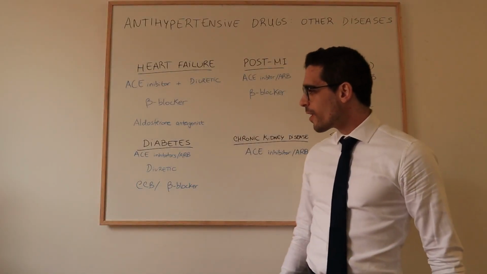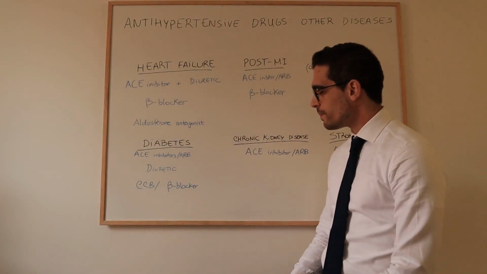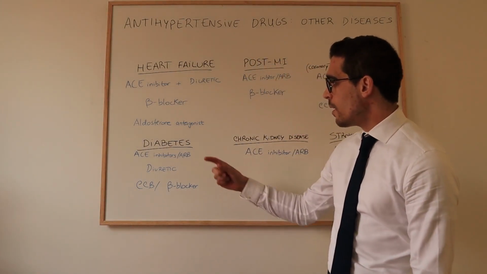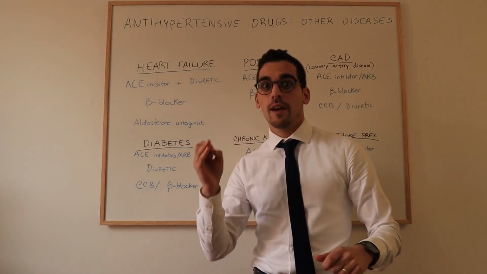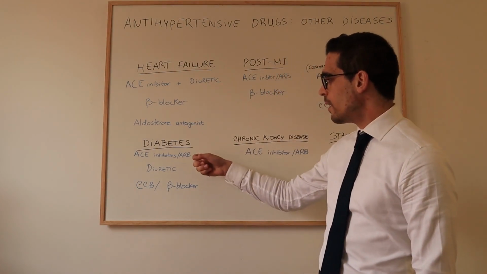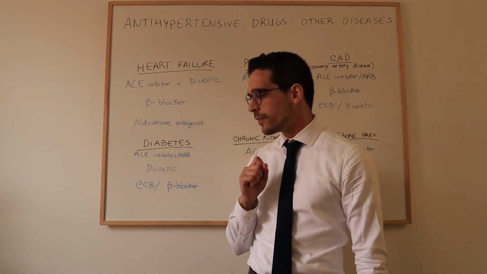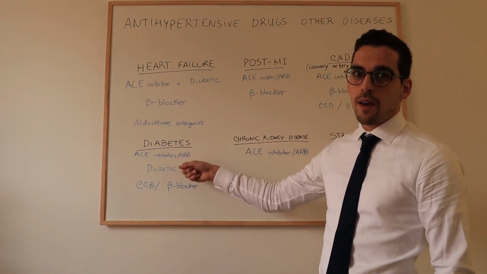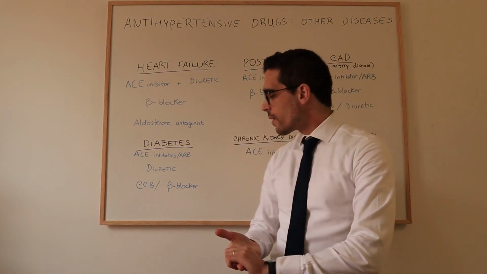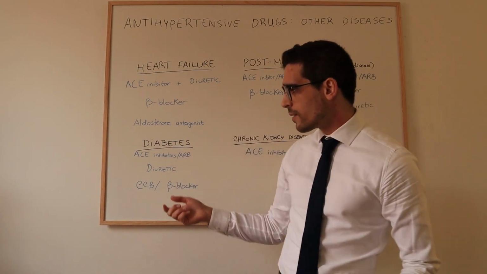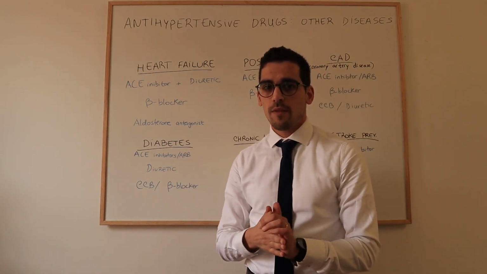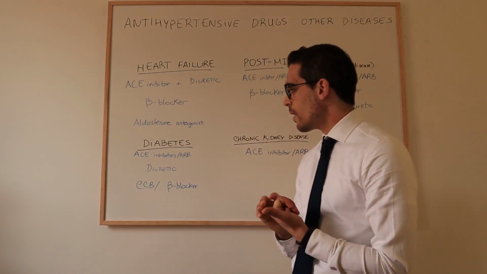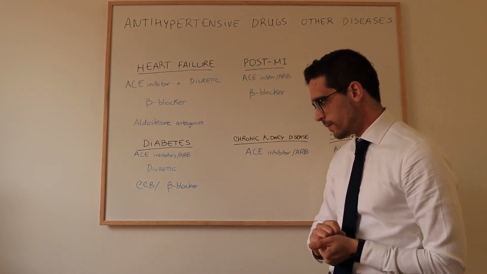Okay, then if we've got the patient with diabetes, the first drug to give them is an ACE inhibitor or ARB. Why? Because it's cardioprotective and nephroprotective. This is very important to keep in mind. Then, as a second drug choice, we can give them a diuretic. And why a diuretic? Basically, the thiazides are known to reduce the cardiovascular events risk, so they are given to patients with diabetes for that reason.